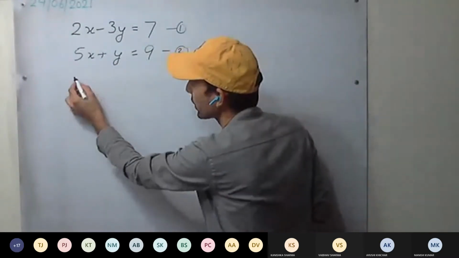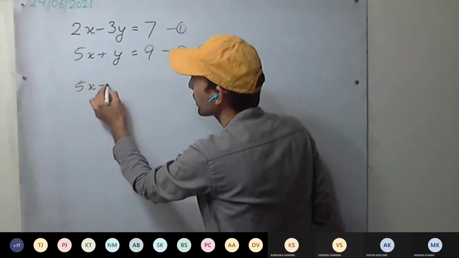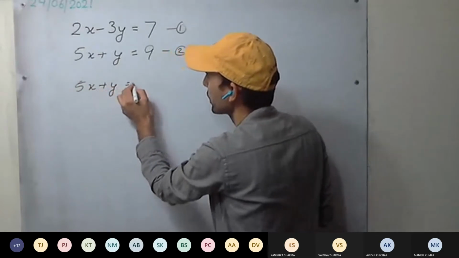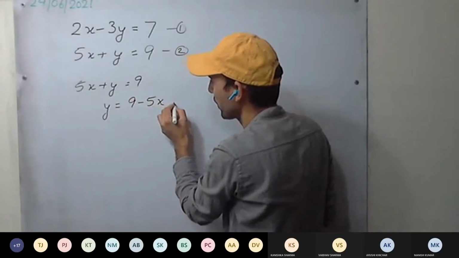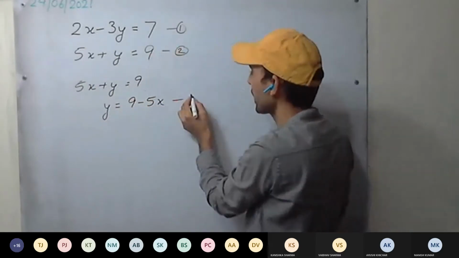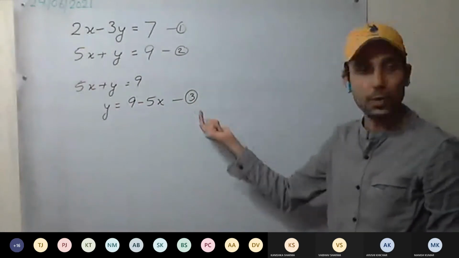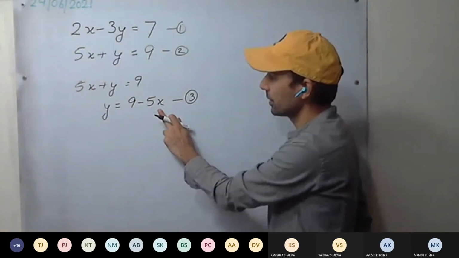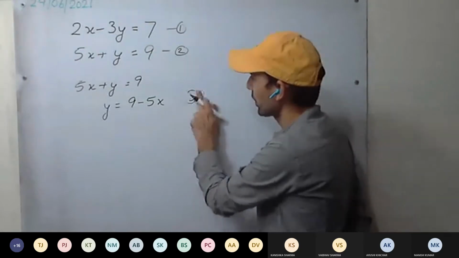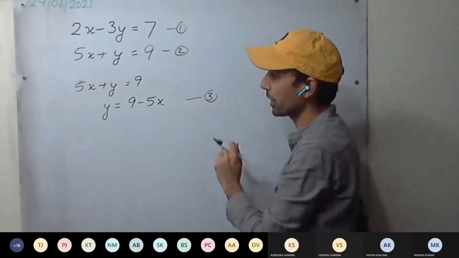So from second equation, we are taking second equation. It is 5x plus y equal to 9. Y will be how much? 9 minus 5x. Okay, 1 and 2 we have marked here. Here it will be 3. That's marking is up to you how you mark. So this is clear. Okay, a little bit here will mark. Space will leave and mark here.